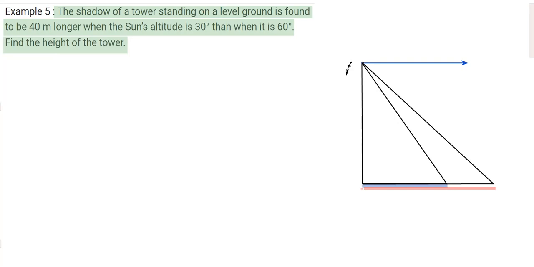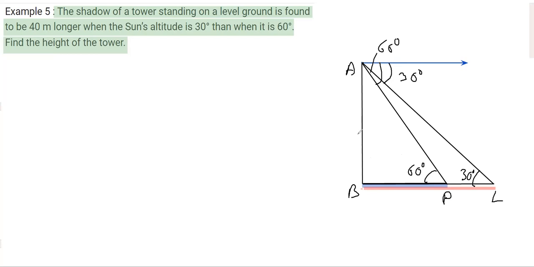Now let's say AB is the height of the tower, and say P is the first point, say L being the second point. As you can see, the angle of depression, this is smaller, so this is say 30 degrees, and this being the bigger angle, so it has to be 60 degrees. By alternate interior angles, we can write this as 30 degrees and this as 60 degrees.